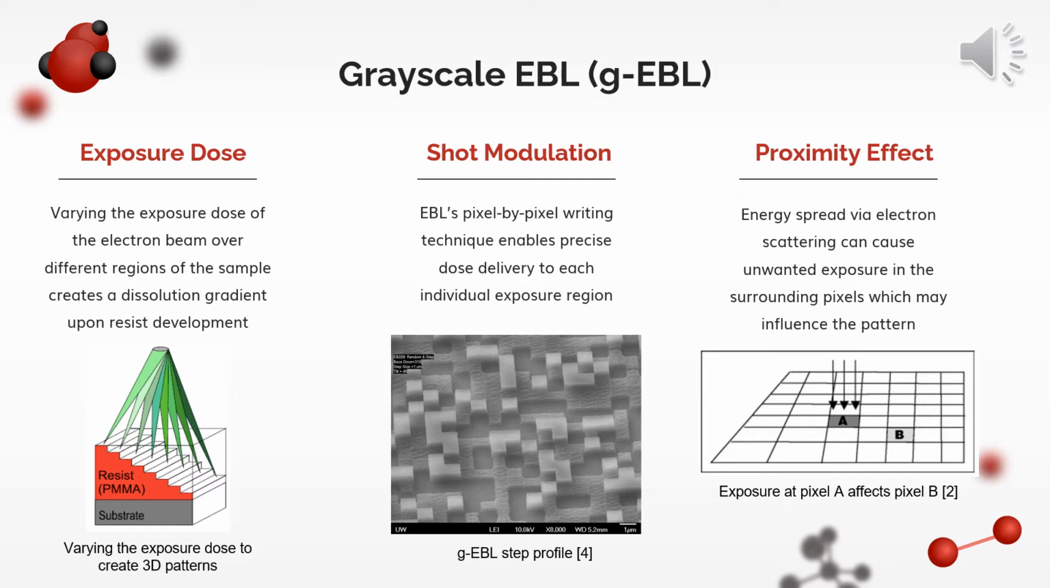One important limitation to consider while implementing a GEBL strategy to fabricate three-dimensional patterns is the proximity effect from electron scattering. This spread in energy may lead to undesired exposure in the surrounding pixels. Because of its ability to produce unique structures with high resolution and with low surface roughness, GEBL is a strong technique to fabricate complex three-dimensional patterns.